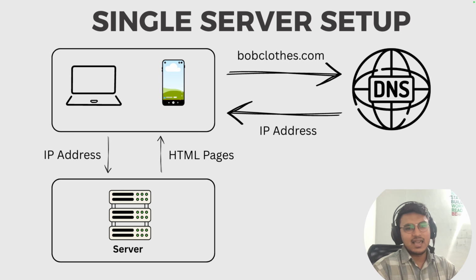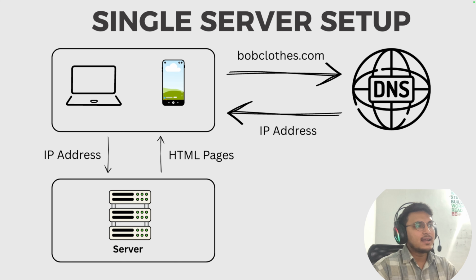Once the IP is obtained, through protocols like HTTP, hypertext transfer protocol, these requests are sent directly to your web servers, and the web server returns the HTML pages or JSON response for rendering so that you can see the website here. This is what a single server setup looks like.